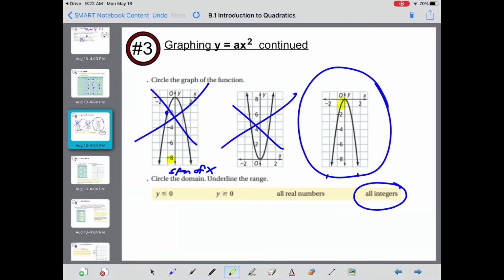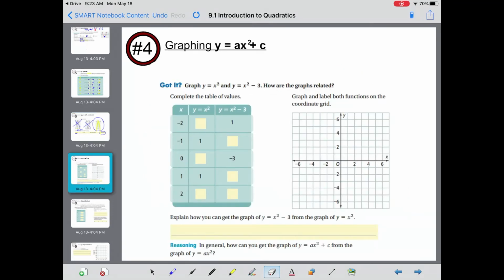But your y values, meaning the up and down portion, although they get lower and lower and more negative, they stop at 0. So it's 0 and below. So it says underline the range. That's y is less than or equal to 0.